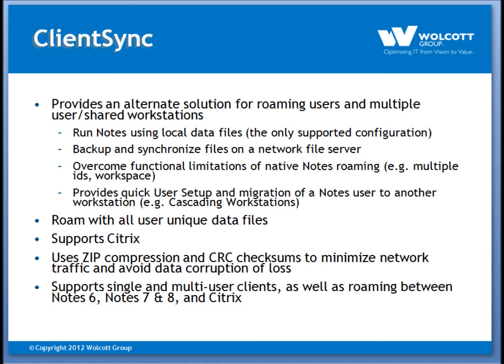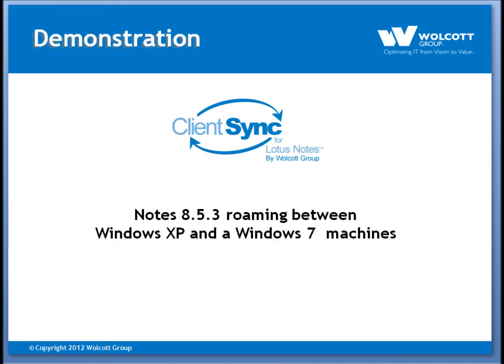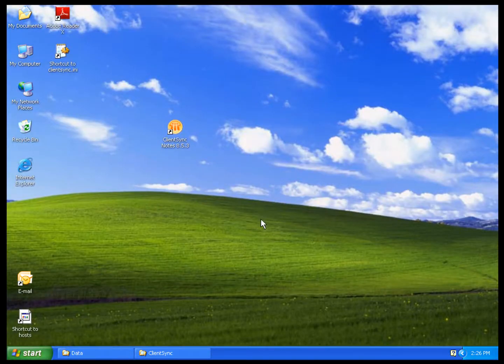ClientSync uses zip compression and CRC checksums to minimize network traffic and avoid data corruption or loss. ClientSync supports single and multi-user clients as well as roaming between Notes 6, Notes 7, Notes 8, and Citrix. At this time, I am going to demonstrate how ClientSync can roam Notes 8.5.3 between a Windows XP machine and a Windows 7 machine. I am now switching over to my Windows XP machine.